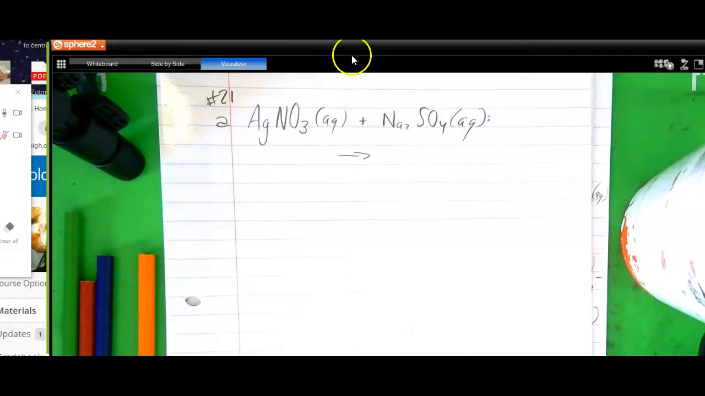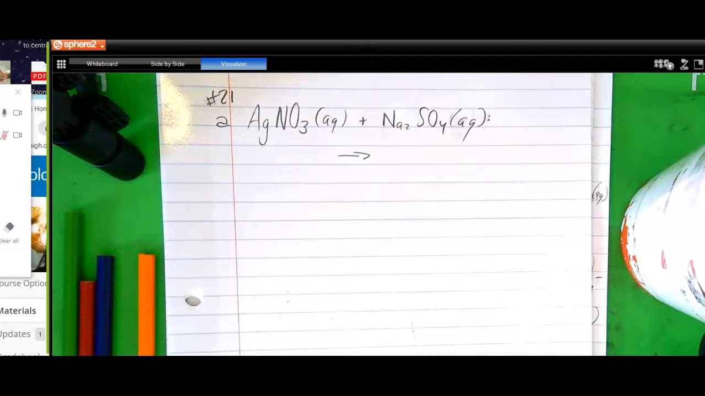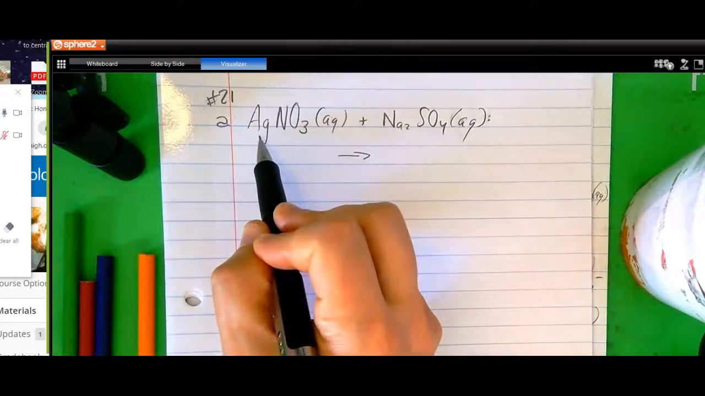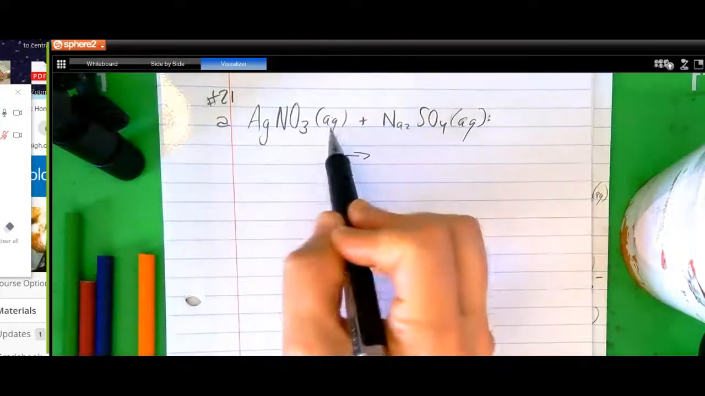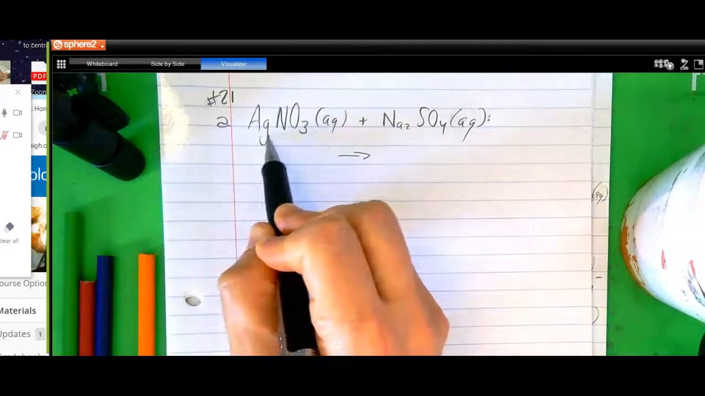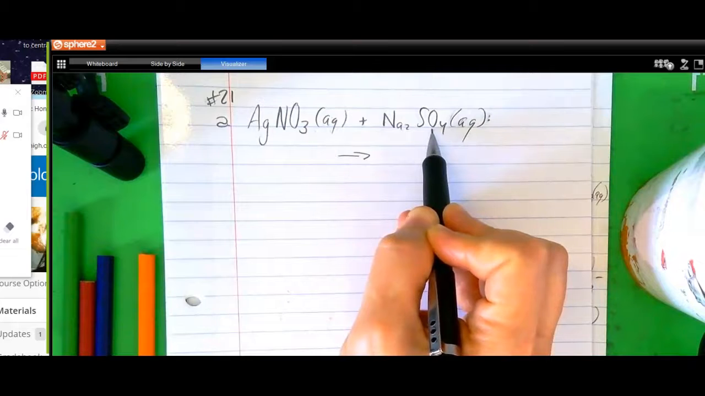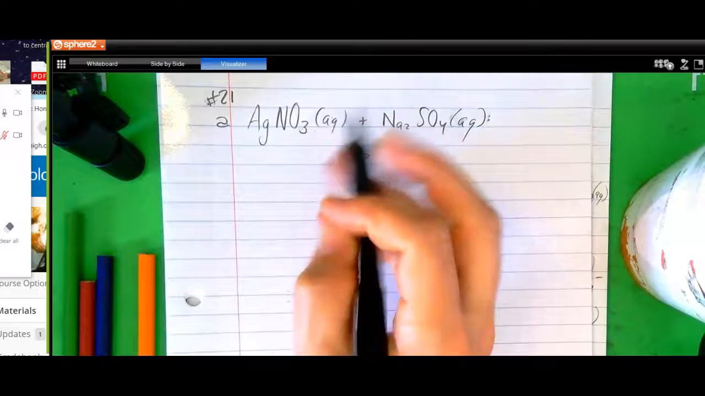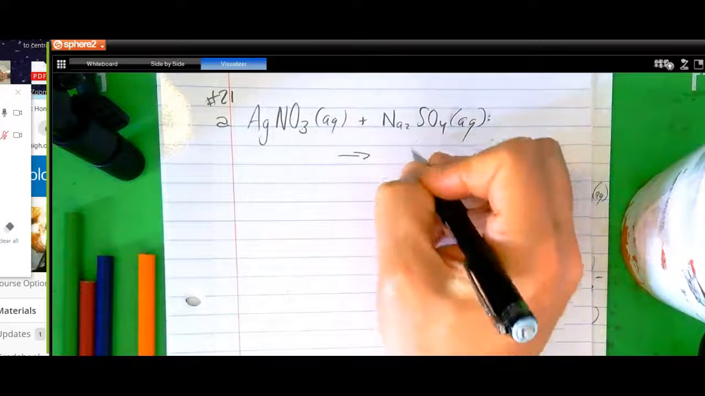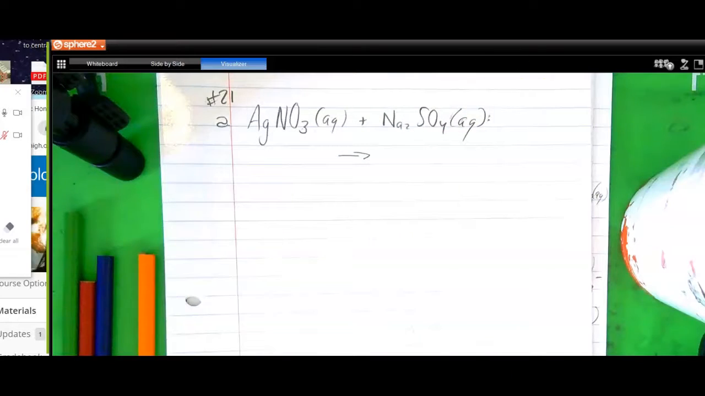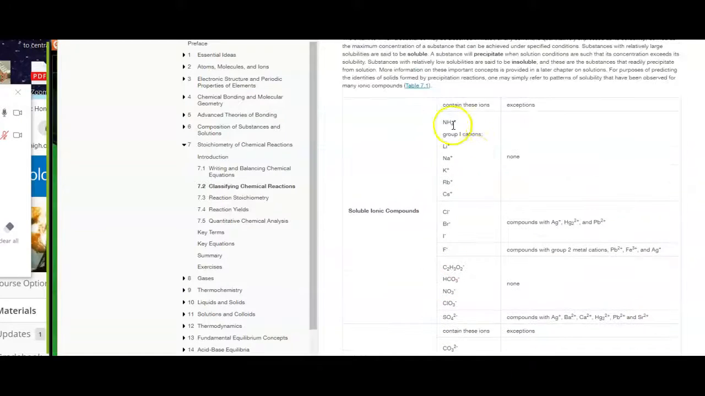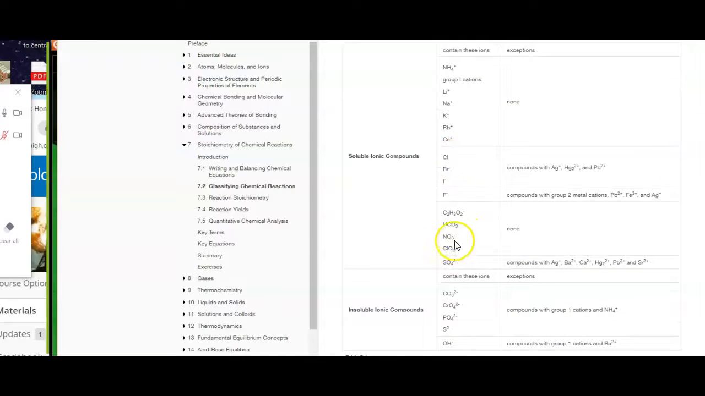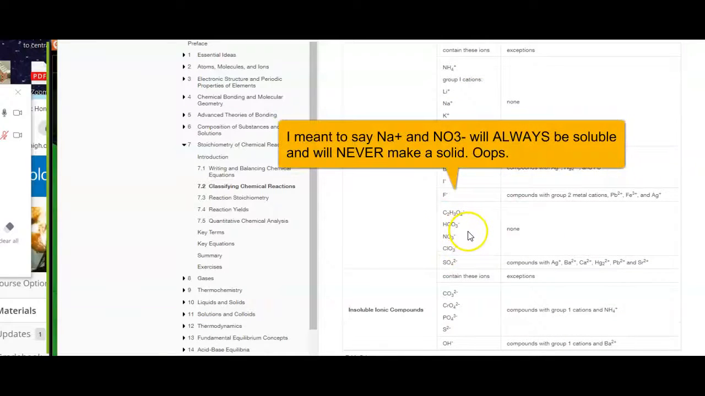We need to check our solubility rules, though. So what's going to happen? You're going to have a double replacement reaction. They already told us these are not soluble by putting aqueous here. But silver is going to be able to attach to sulfate if it wants to, and sodium is going to be able to attach to nitrate if it wants to. So let's look at the rules. We know that sodium is never going to be soluble, and a nitrate will never be soluble. So there will not be sodium nitrate.